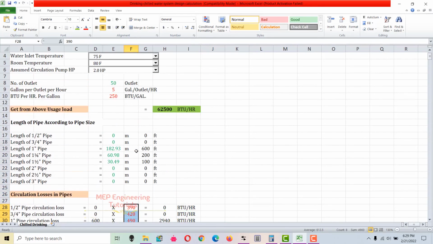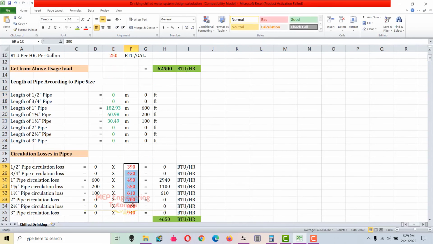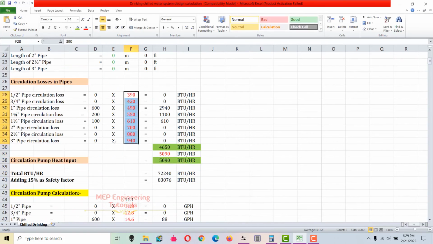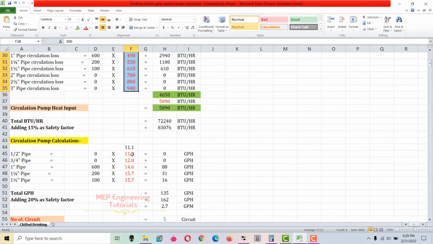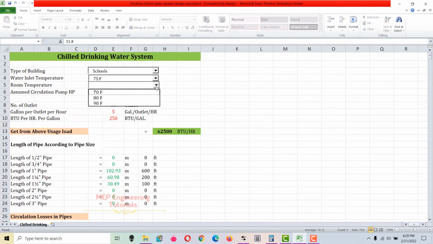If I change this to 70 from here in the room temperature, then these values will be changed accordingly. These are the circulation losses in the pipes as well as for the circulation pump capacity calculation. Later I will tell you about this. So I'm going to select 80 degrees Fahrenheit here.